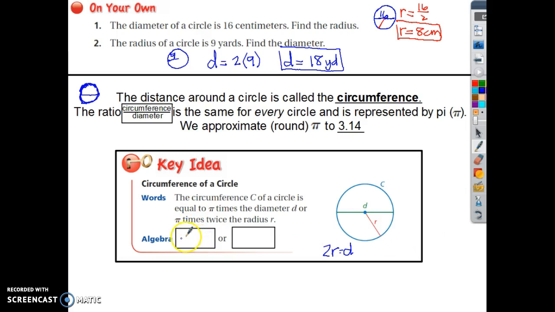Algebraically, this is how it looks. You might have the circumference equaling 2 times pi times the radius. But the 2 times radius is diameter, so we can also say that circumference, the distance around the outside, is just equal to pi times the diameter. These are the two formulas you can use when you're trying to find the circumference, or the distance around a circle.